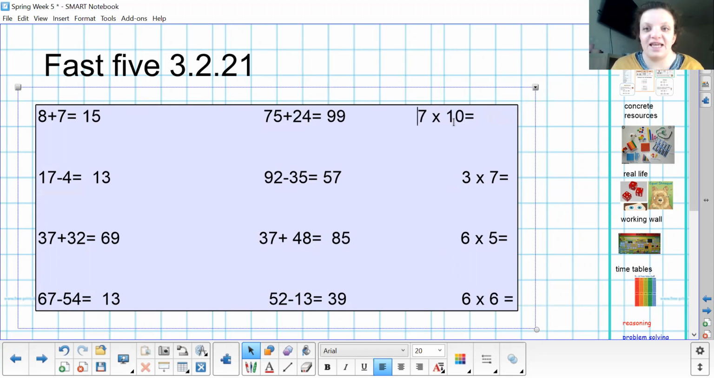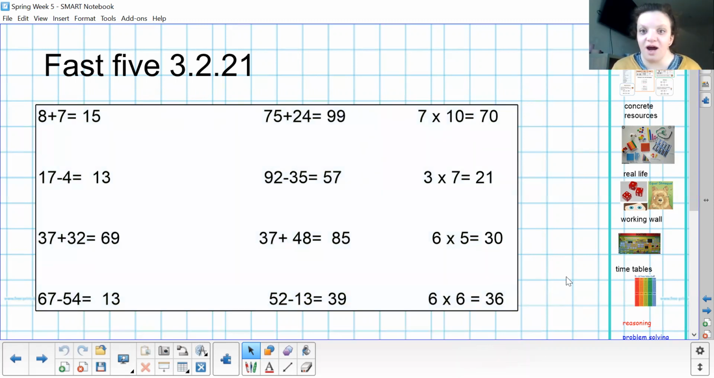7 times 10 is going to be 70. 3 times 7 is going to be 21. 6 times 5 is going to be 30, and 6 times 6 is going to be 36. Well done. If you've got all of those right, absolutely fantastic. Keep trying, keep working out, keep drawing our methods, keep practicing. Well done.